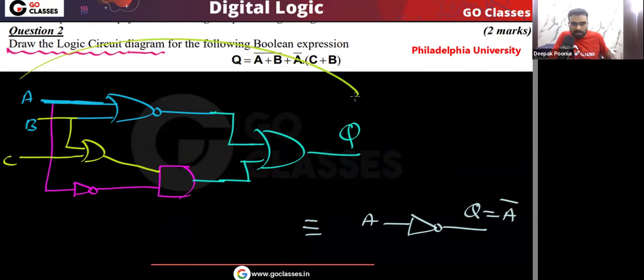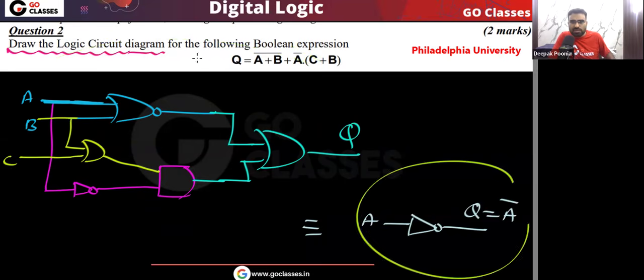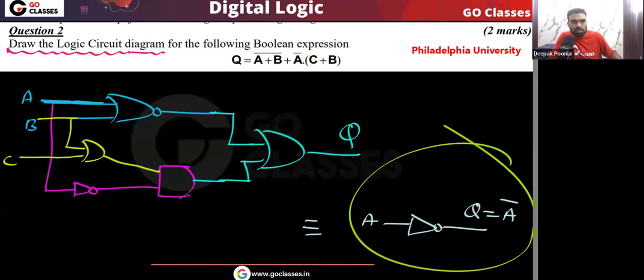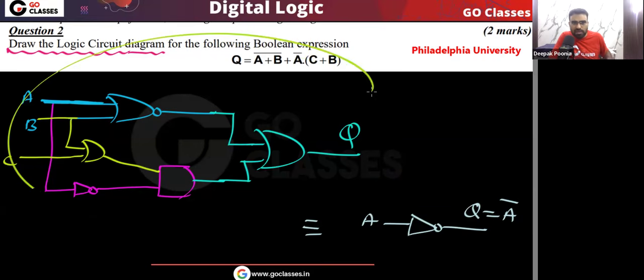So if you have this big circuit, you can replace this big circuit with this small circuit. This is the benefit of simplification. This is why we do the simplification, because this big digital circuit we can replace with a small circuit. So the cost will be less.